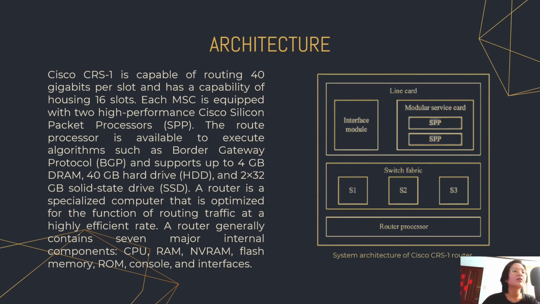A router is a specialized computer that is optimized for the function of routing traffic at a highly efficient rate. A router generally contains 7 major internal components: CPU, RAM, NVRAM, flash memory, ROM, console, and interfaces.